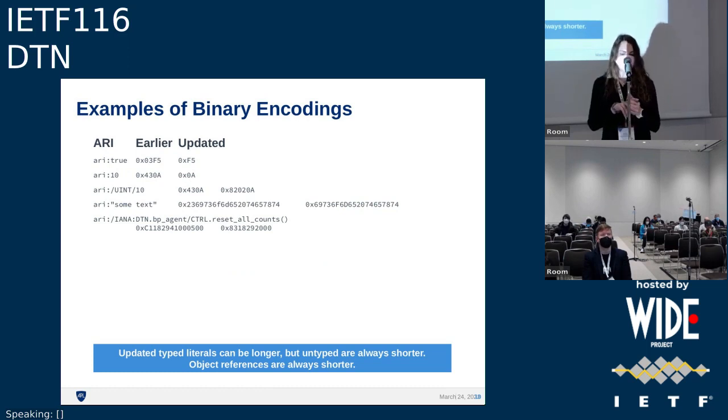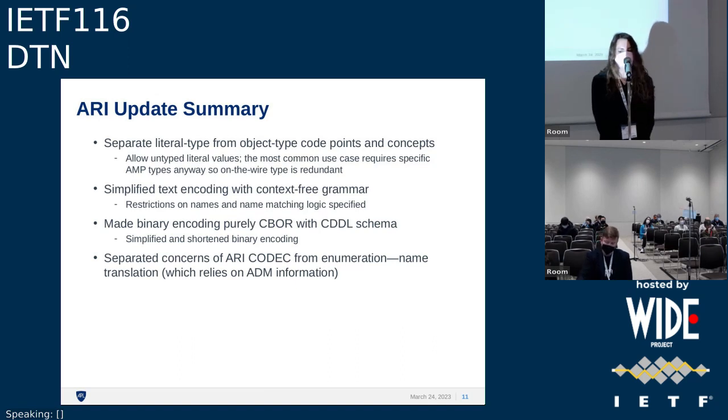So untyped literals and object references are now always giving us shorter encodings with this update. Typed literals can result in a longer encoding. There is an example, which is again not super clear in this slide, but the unsigned integer example is a slightly longer encoding, but in general, these binary encodings are now more efficient because we're using true CBOR. Next slide.